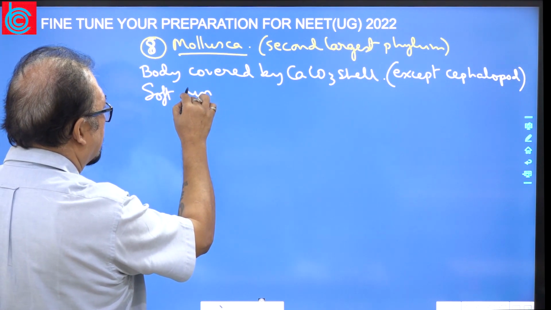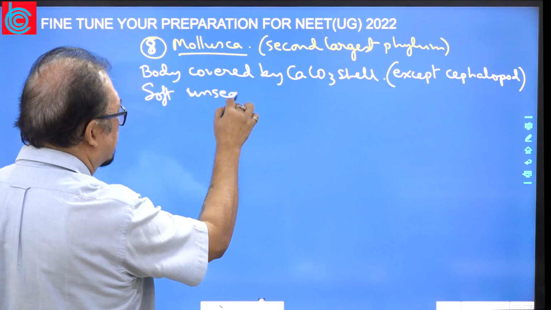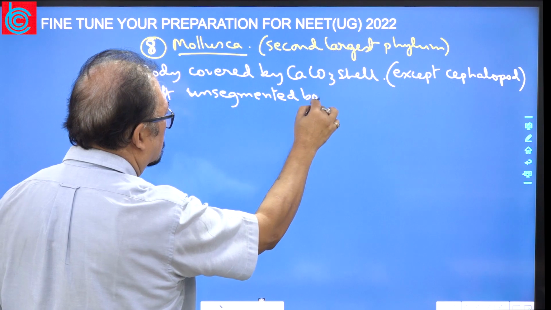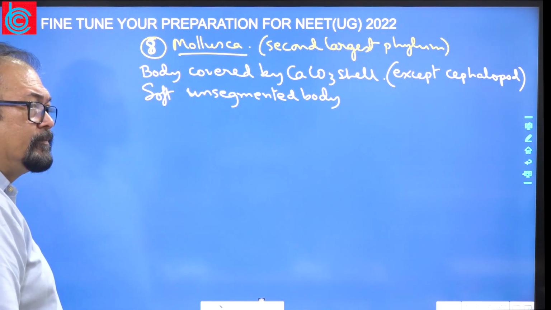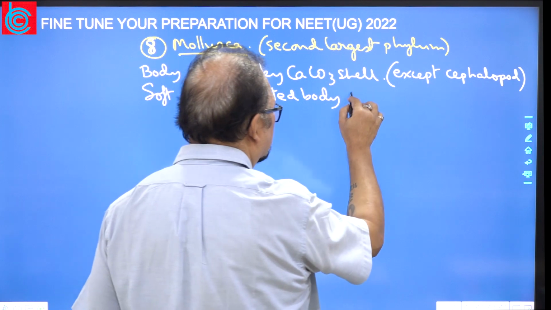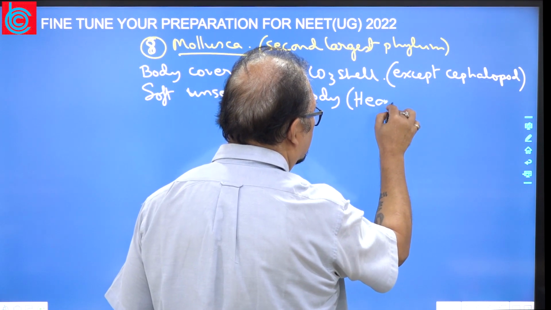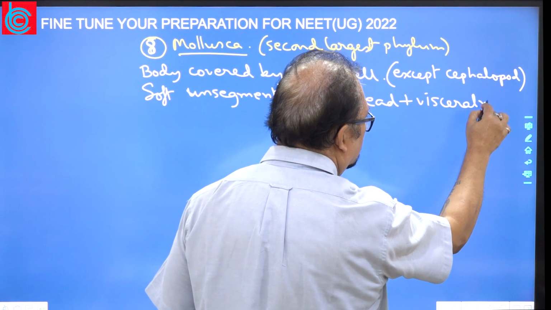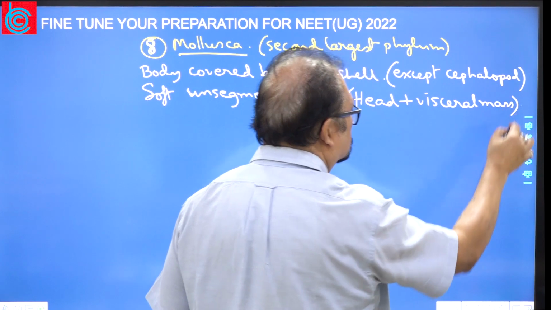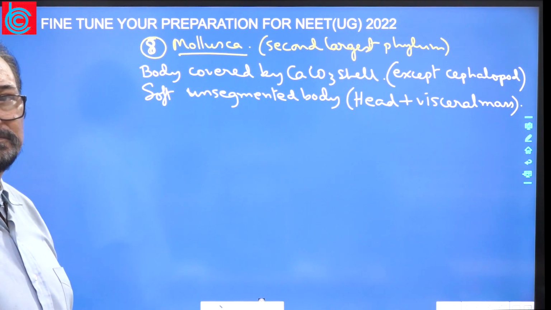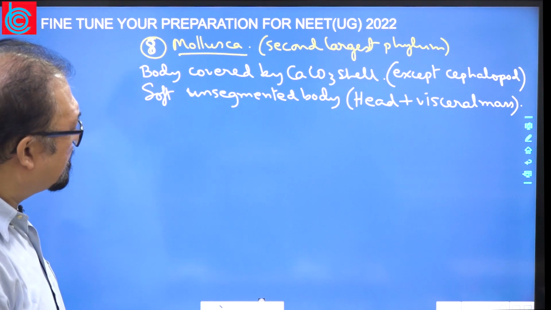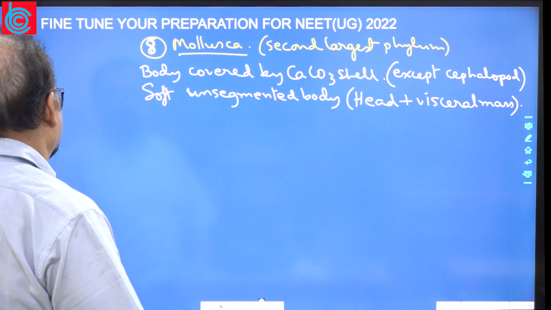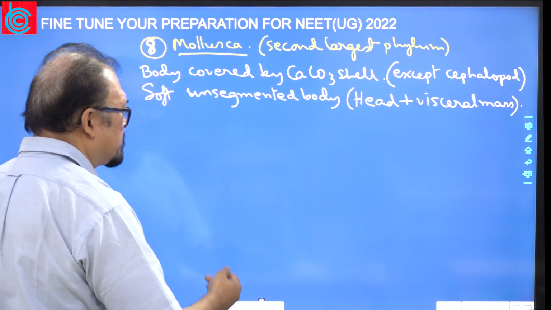Soft, unsegmented body divided into head and visceral mass. Some important groups are there.